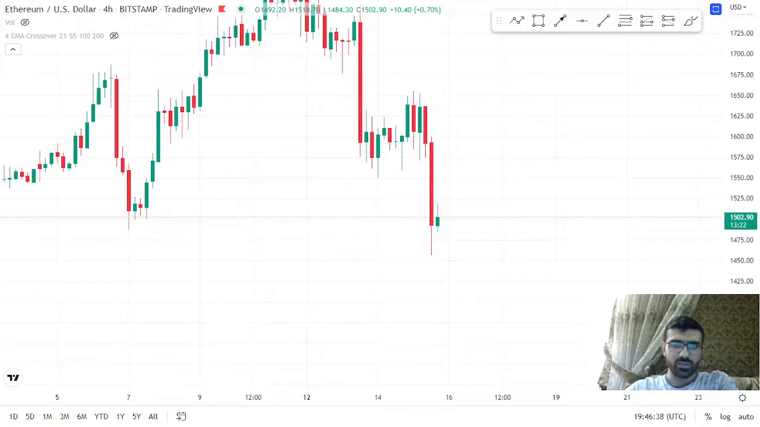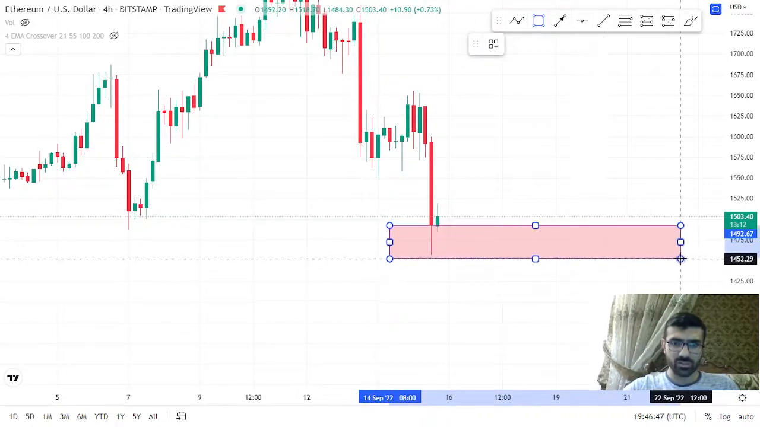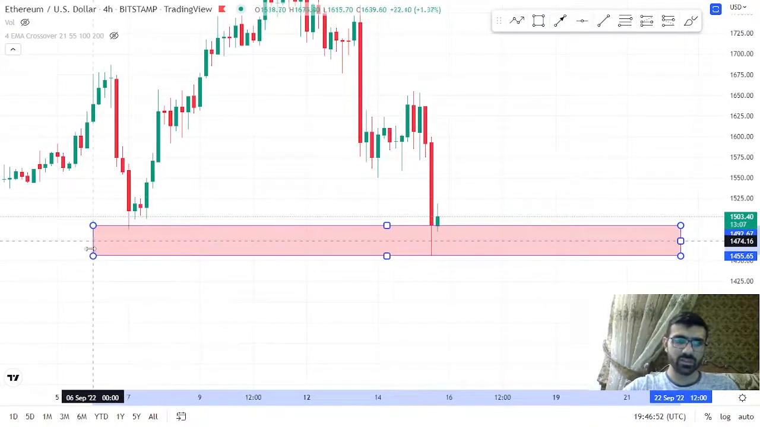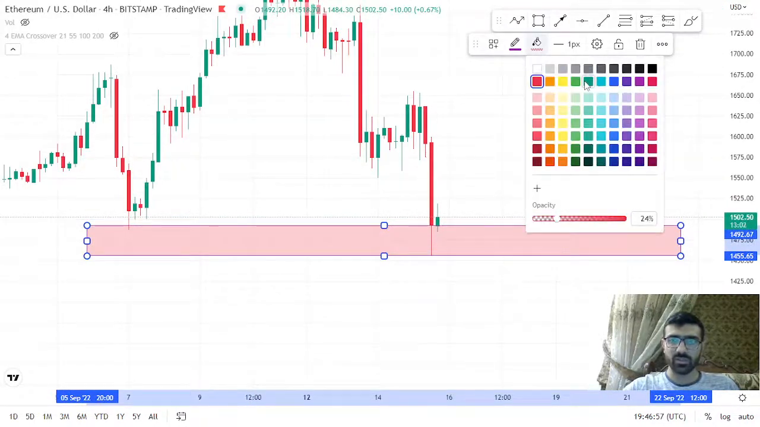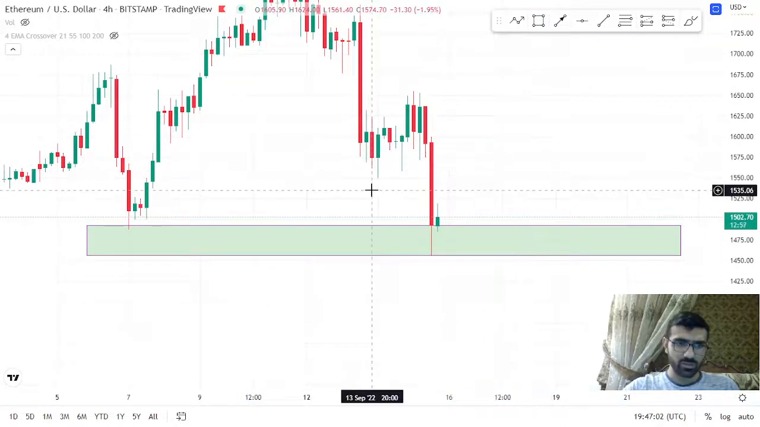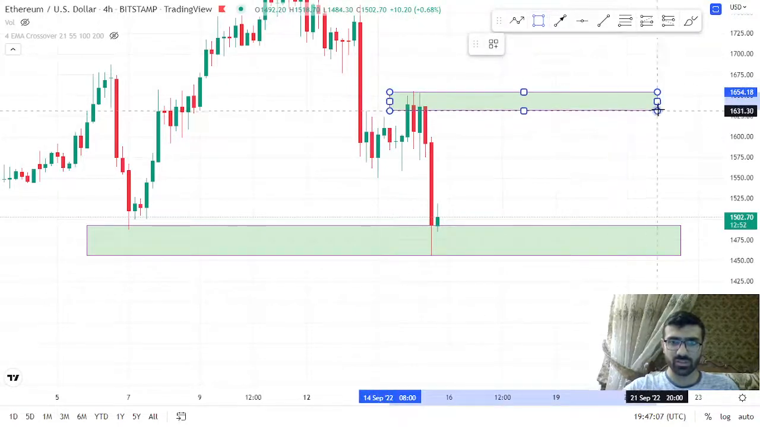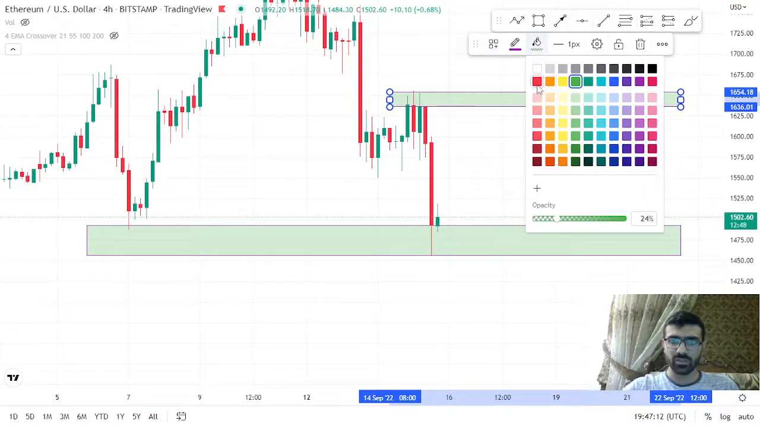So now what has happened is that a new area of support has been formed. So which is this area. If I stretch it a little, so this area has been already tested once over here. So now this will be the area of support, and market is currently over here. So my recent area of resistance would be this area. Let me mark it in red.